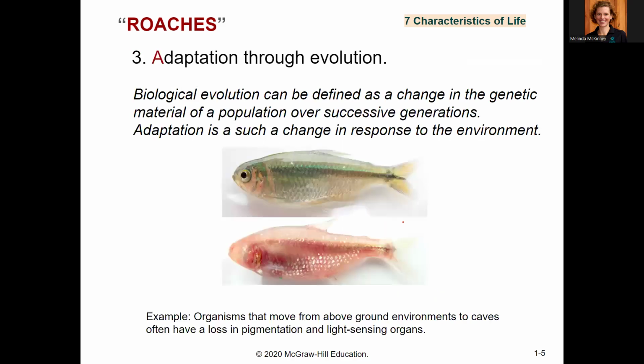Adaptation through evolution. So adaptation in this definition is a change in response to the environment that's going to be heritable. So it's evolution. For example, this fish that was living above ground, exposed to light, changed and adapted when living in a cave. It no longer needed all of the neuronal support and energy for vision. So the photoreceptors disappeared. And the coloration and pigment, which required energy, also disappeared. So that's adaptation, and that's carried down from generation to generation.